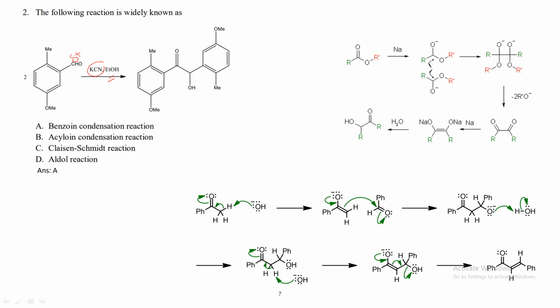For the sake of simplicity, I am writing this as R. So R-CHO, and CN is attacking. So RO minus, CN, and here H. Right.